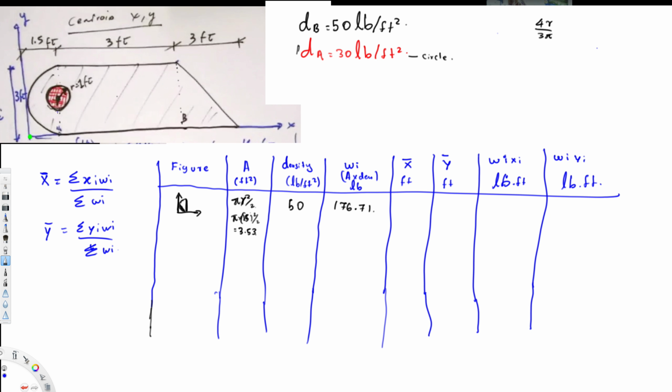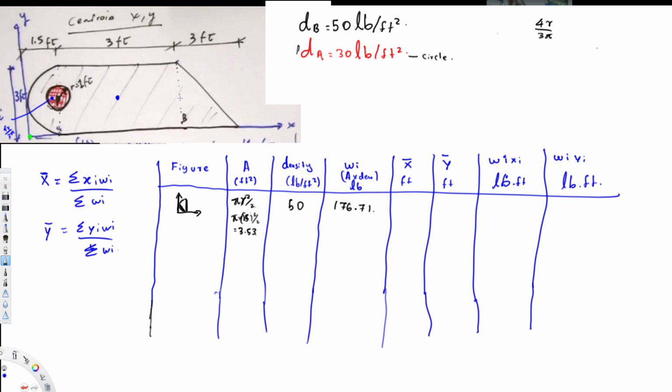Let's use this one. So it's going to be somewhere in the middle right here. So this is going to be 4r over 3π. This is the centroid for the semicircle. If it's a full circle, the centroid is going to be exactly in the middle, but for a semicircle it's going to be 4r over 3π. And for the square, it's going to be exactly in the middle.